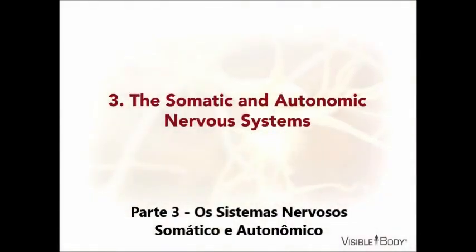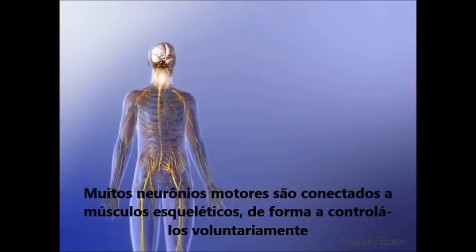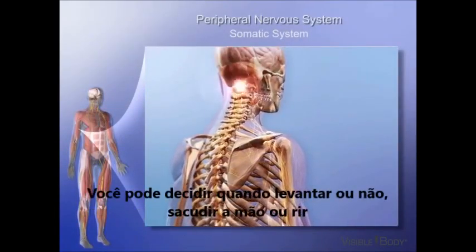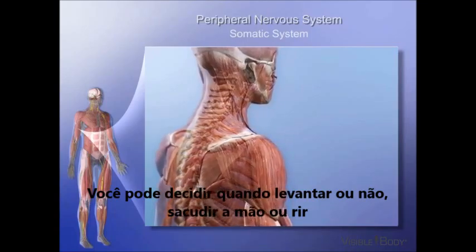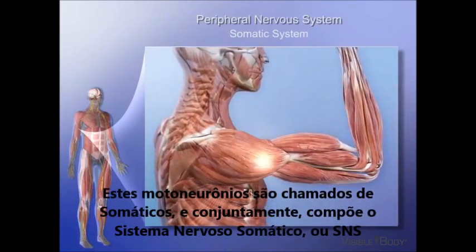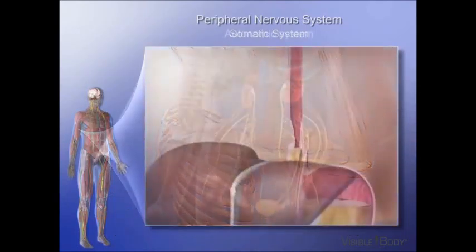Part 3, the somatic and autonomic nervous systems. Some motor neurons are connected to skeletal muscles that are under voluntary control. You can decide whether or not to stand up, shake your head, or laugh. These motor neurons are called somatic motor neurons, and together they make up the somatic nervous system, or SNS.